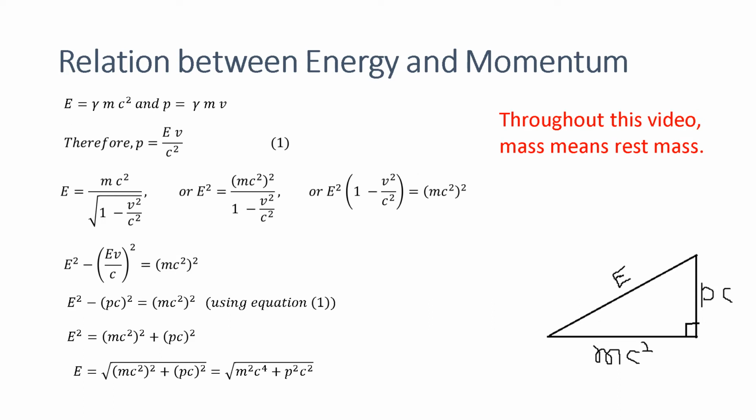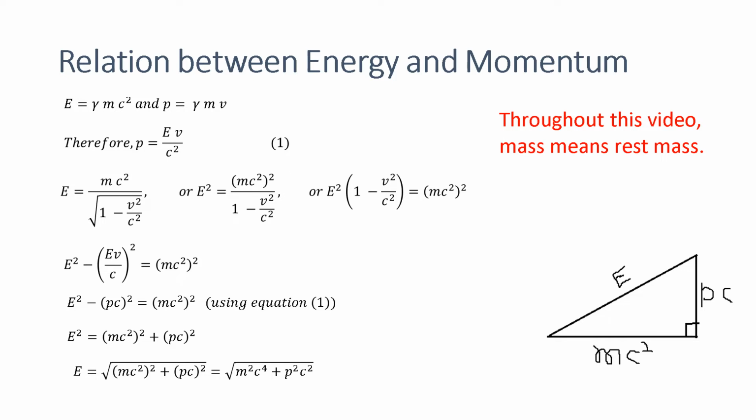Let us derive the relation between energy and momentum. We found energy equals gamma mc², and in a previous video I derived momentum p equals gamma mv. From these two equations we get p equals Ev/c². Call this equation 1. We substitute the expression for gamma, then we get E equals mc² divided by the square root of (1 minus v²/c²).